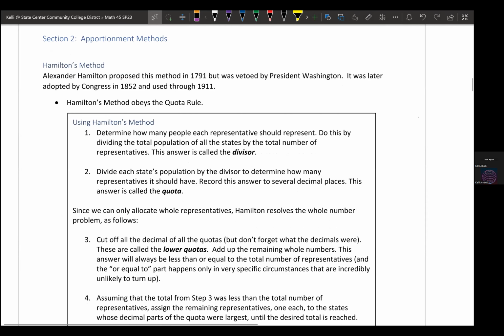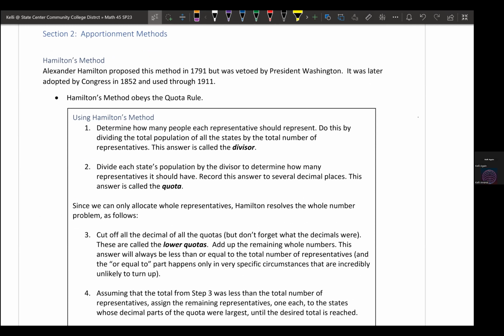All right, so Hamilton's method, that's the first one we're going to talk about. And I think I'll do Hamilton's method on this video and then stop. So Alexander Hamilton, we all know who he is. There was a very popular musical just in the past couple of years that came out about him. He proposed this method in 1791, but apparently President Washington vetoed it. But then later, in 1852, Congress actually used it for quite a while, 1852 to 1911. That's a long time. That's more than 50 years.